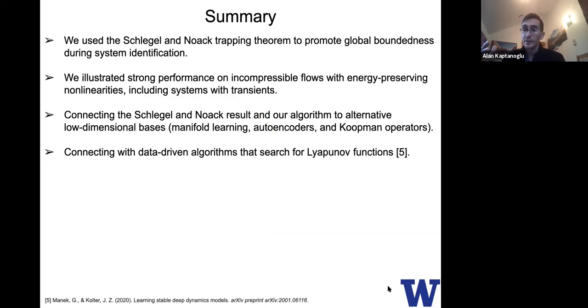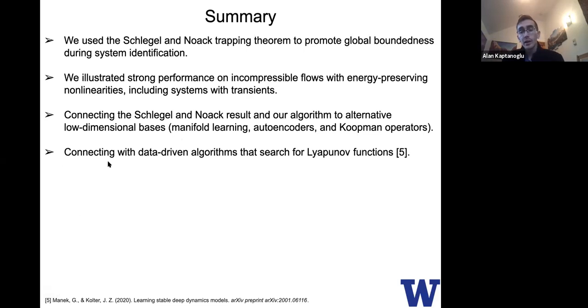So everything I've shown you here, we did with the POD basis in a particular expansion of that velocity field. But there are many different low-dimensional bases that are being used today, including many nonlinear bases from manifold learning, autoencoders, and Koopman operators. And so that'd be a very interesting way to go to build these stability guarantees into different bases.